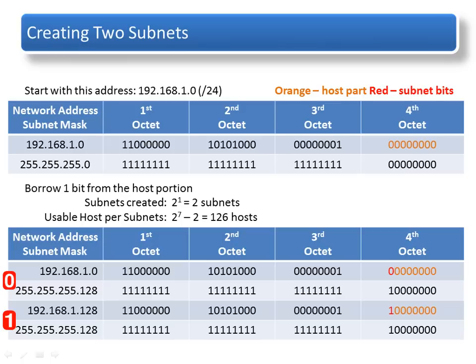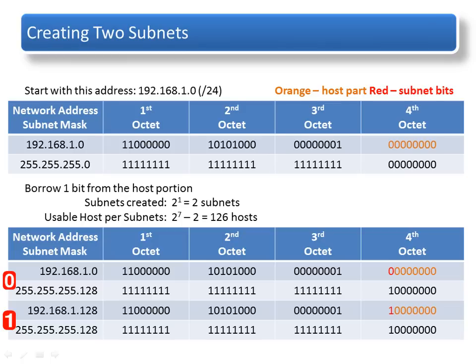This first subnet, subnet 0, will start at 192.168.1.1 and end at 192.168.1.126. Subnet 1, the second subnet, will begin at 192.168.1.129 and finish at 192.168.1.254.